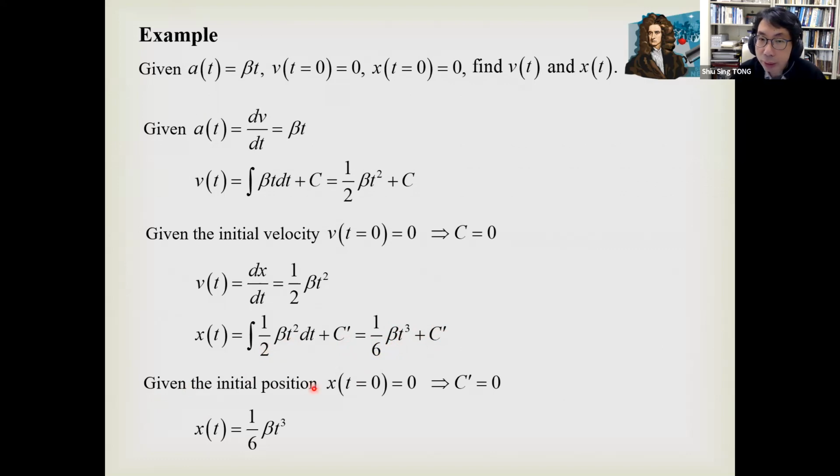Given the initial position of the particle to be 0, when we substitute t to be 0 here, x is equal to 0, and so c prime is equal to 0. And so we have x equal to 1/6 beta t cubed. So that involves only two very straightforward integrations. The only tricky point is do not forget to insert the initial condition. You are given these two initial conditions to insert into the equation to give a full description of the motion.